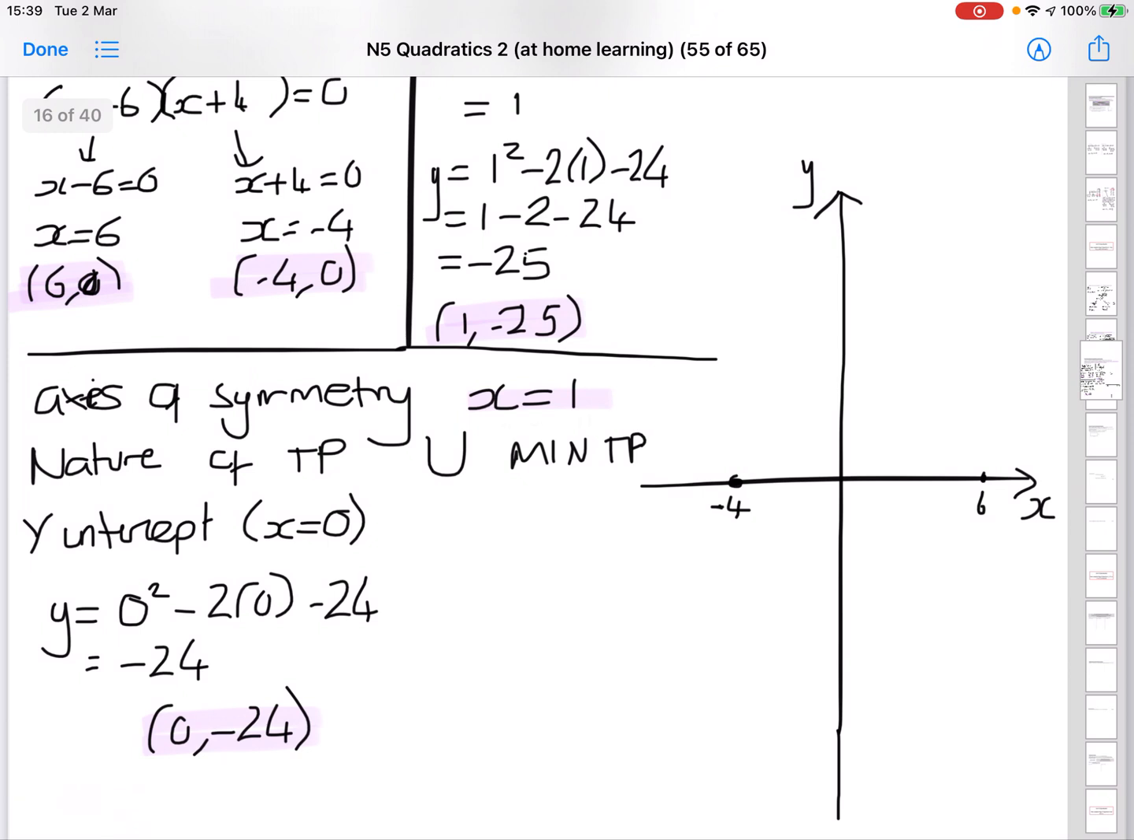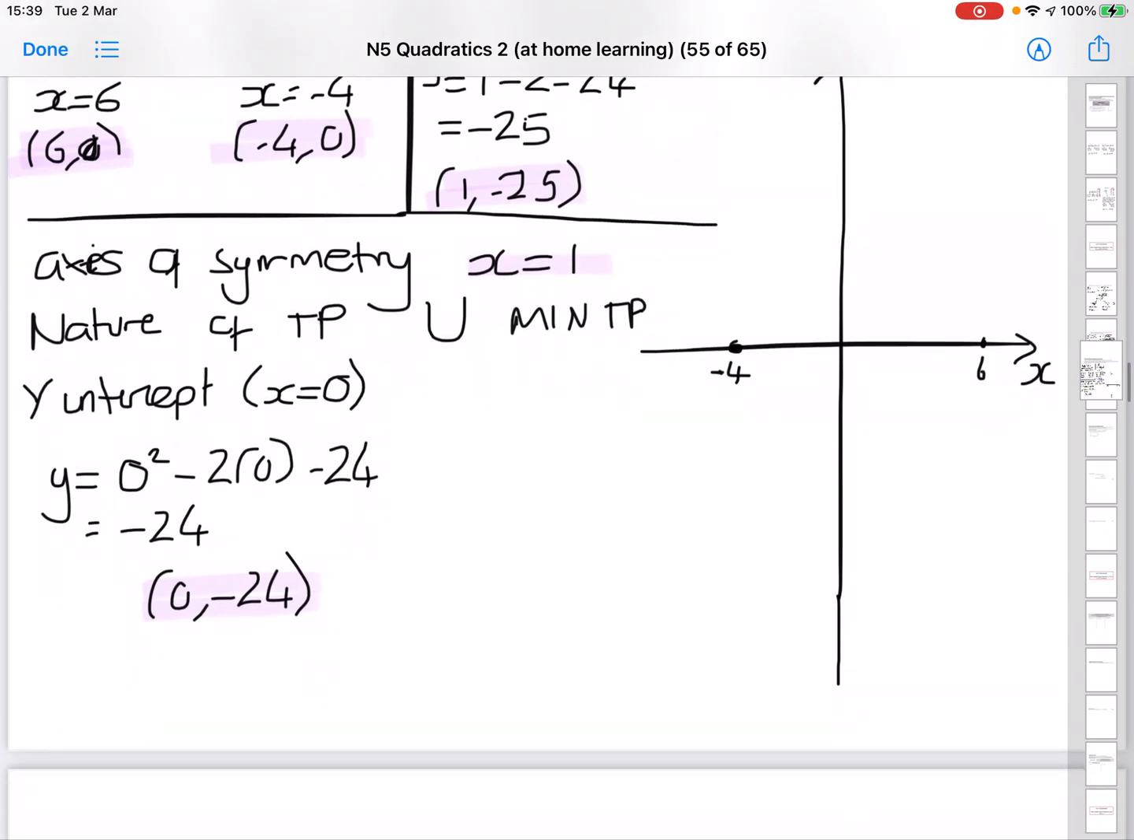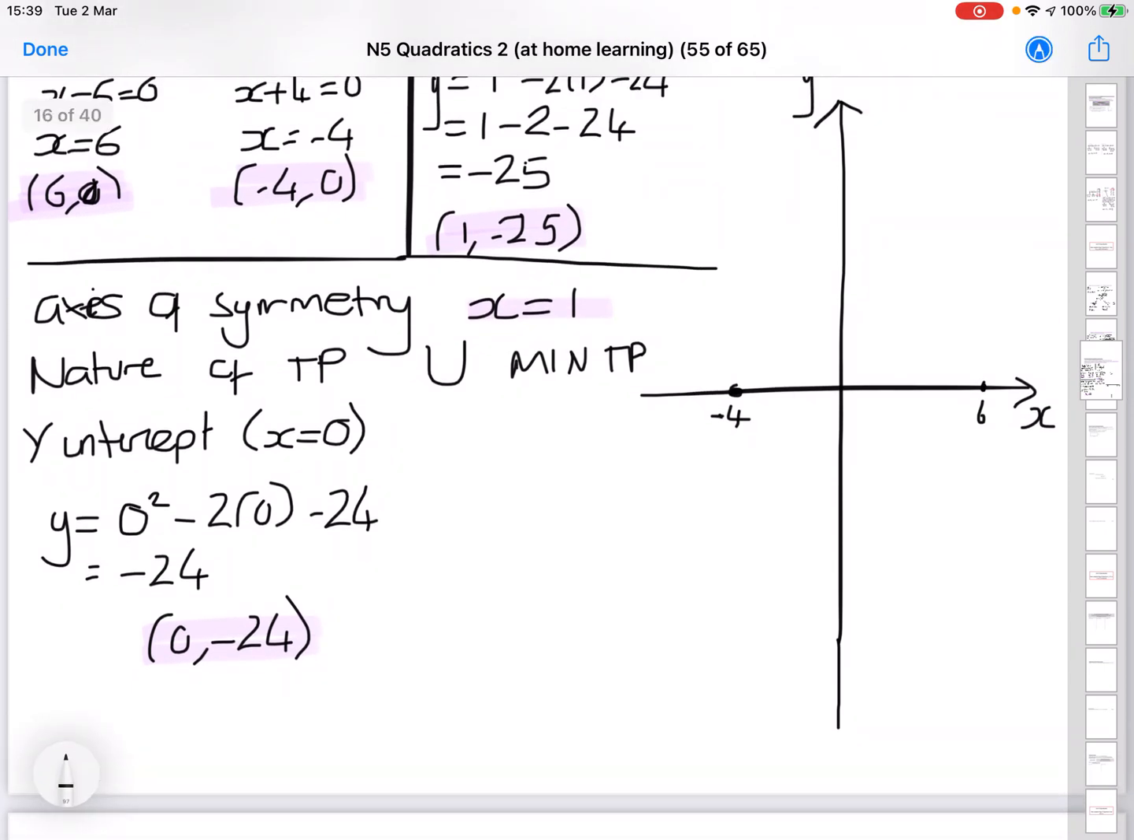So this is actually quite a long axis, so I'm just going to slide this up a wee bit. So we've got -24 for our y-intercept. So let's just say maybe around about here. And our turning point was 1, -25, so just slightly lower than that y-intercept. And I'm going to write the coordinate underneath, so 1, -25.